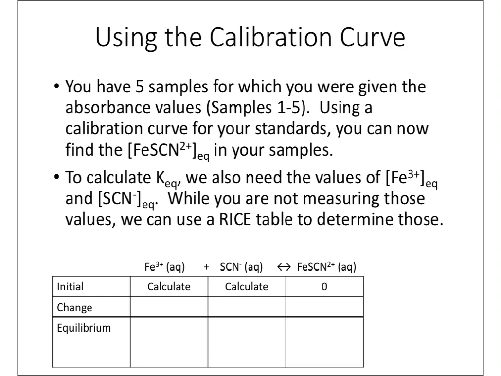Now, because you are actually given absorbance values that you can plug into your calibration curve, that tells us the amount of iron thiocyanate at equilibrium. So you have a starting amount of 0 for iron thiocyanate, and you have a value at equilibrium for iron thiocyanate. That tells us something about the change in concentration of iron thiocyanate. So we know that the concentration goes up for iron thiocyanate. For the reactants, we know that those decrease over time. So using the initial values of iron 3 plus and thiocyanate, we can use the change and calculate an equilibrium value. An example for this is gone through in your lab handout as well.